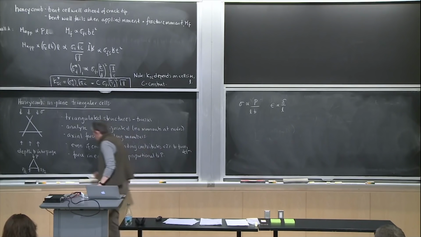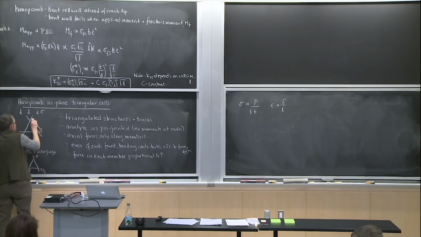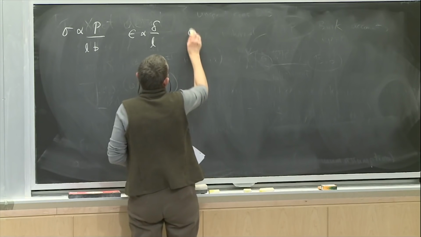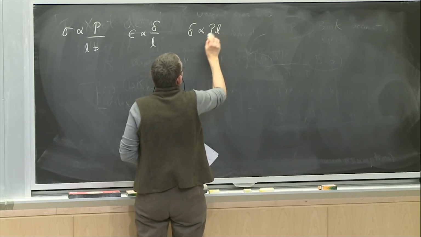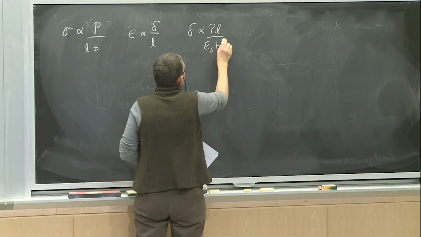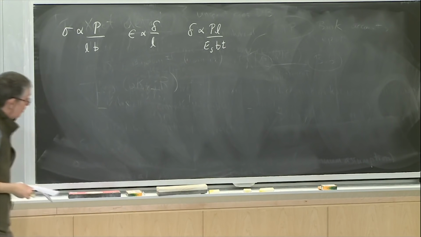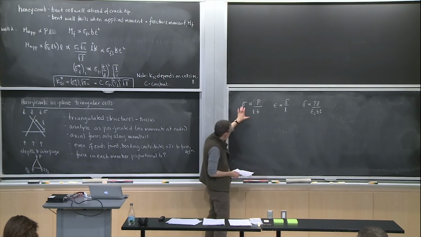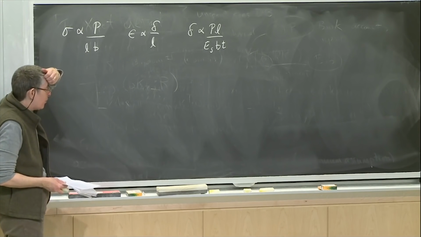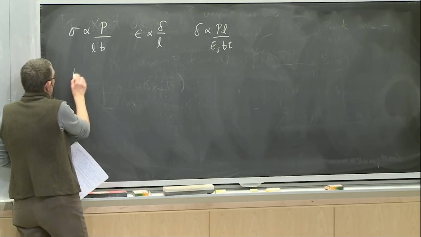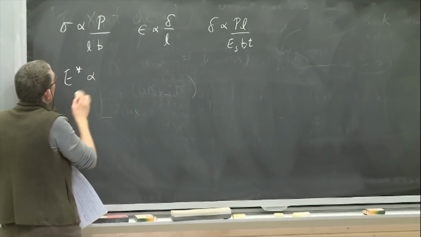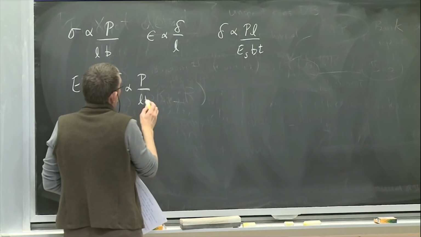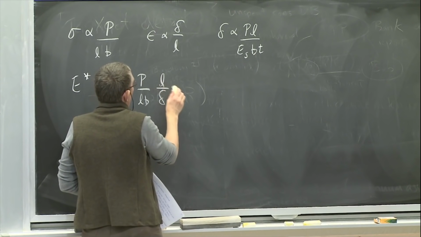So if I said, say this length here was a length L. And then the deflection of each member is going to be proportional to P times L over Es times the area, the cross-sectional area of the member, and that's just B times T. Okay? So this is the stress on the whole thing, the strain on the whole thing, and relating the delta to the P. And then the modulus of the whole honeycomb is going to go as the stress over the strain. So that's P over LB divided by delta over L.